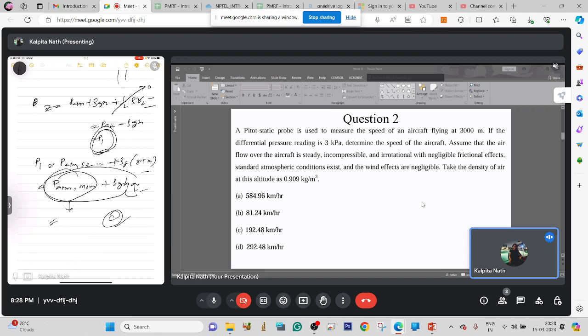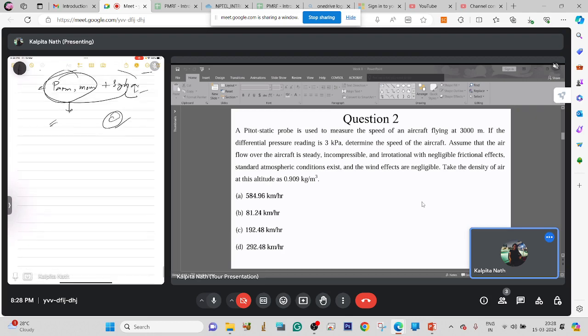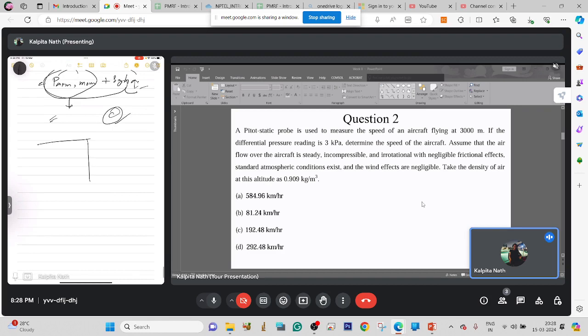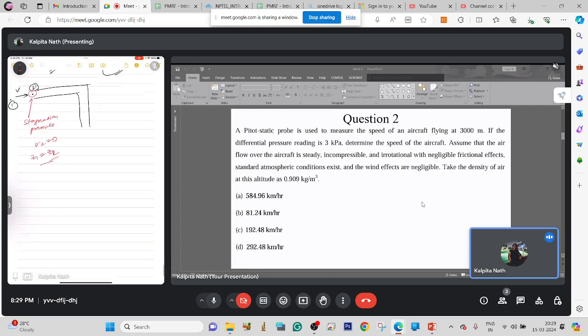Okay, I think we should proceed with the solution now. So if this is the pitot tube that has been inserted into the flow stream, here the flow stream is there with velocity v. This is point 2 and this is point 1. This is the stagnation pressure. Point 2 is the stagnation point. That means V2 is equal to 0 and Z1 is equal to Z2, obviously, because it is in the same horizontal plane.